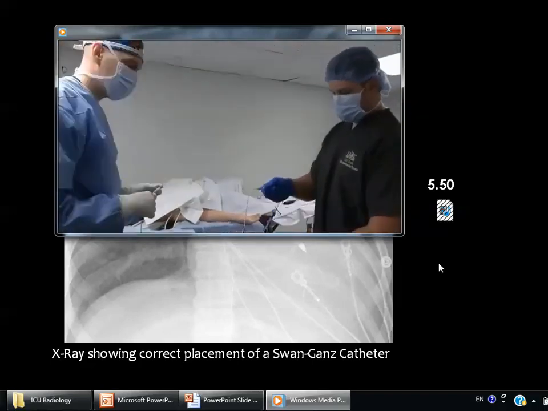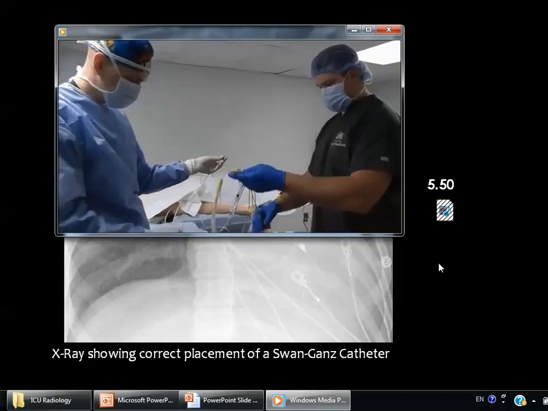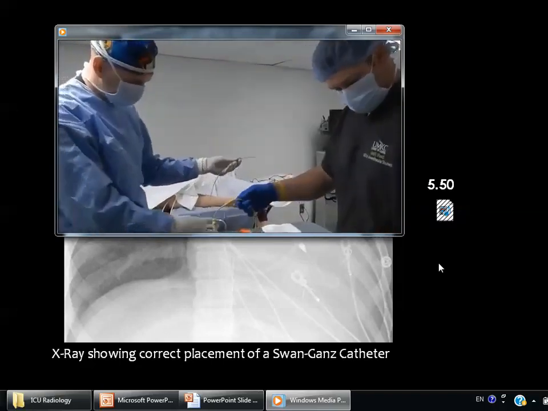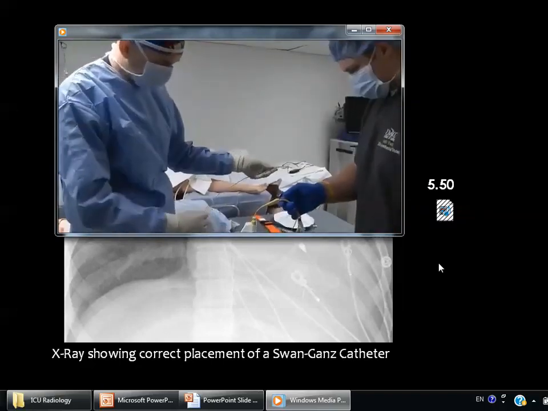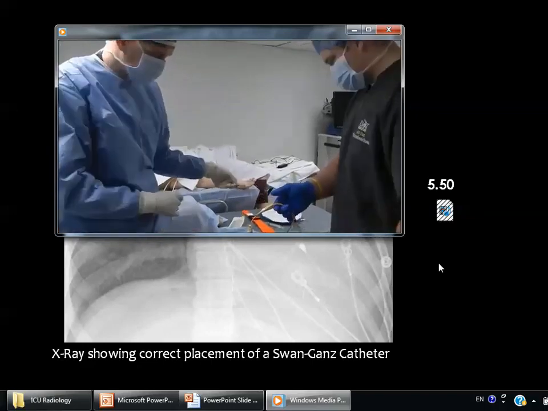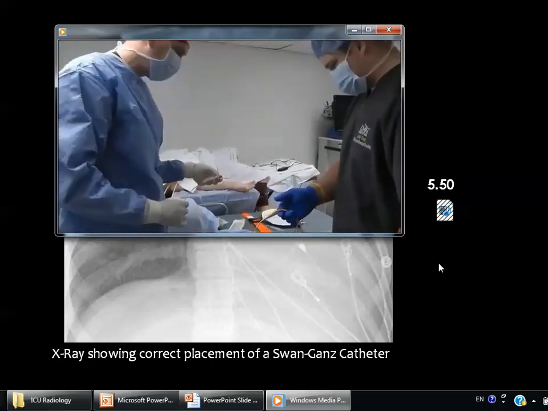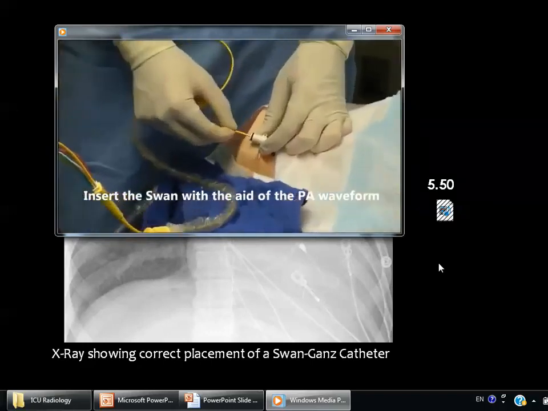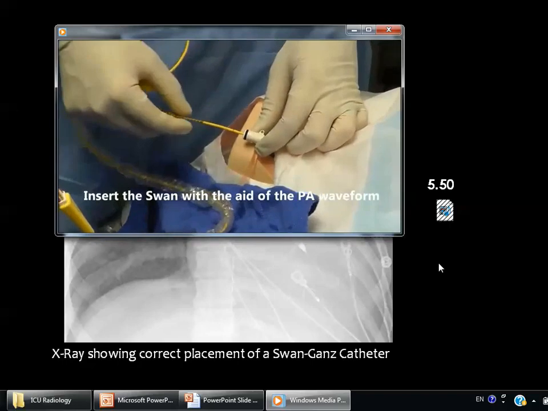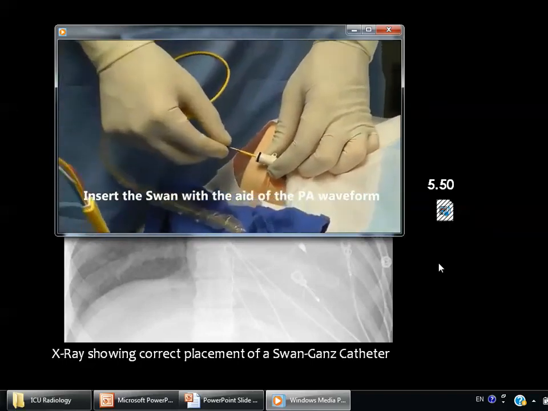Okay, now go ahead and flush my CVP, please. Okay, looks good. Go ahead and flush PA. Okay, looks good. We're ready to float this thing. Let's do it. Okay, so just ready to float this now. Why don't you go ahead and inflate the balloon for me?